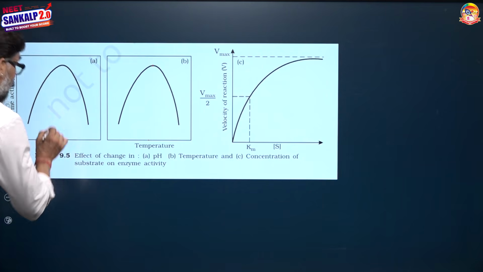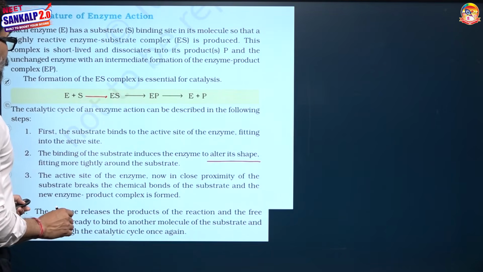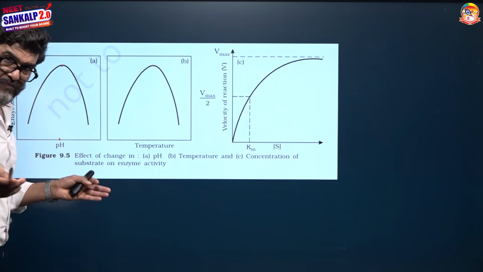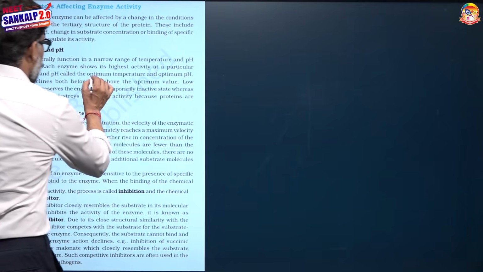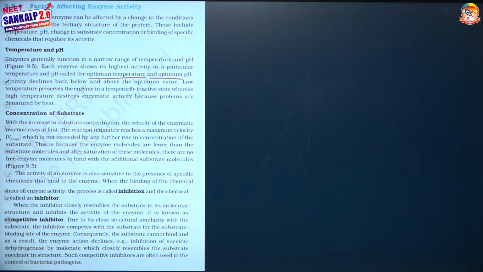At the optimum pH, the rate of reaction is highest. But as we decrease or increase pH from the optimum, the rate of reaction will decrease. This is the effect of temperature and pH. So enzymes generally function in a narrow range of temperature and pH. Each enzyme shows its highest activity at a particular temperature and pH, known as the optimum temperature and optimum pH. Activity declines both above and below, as we have discussed.